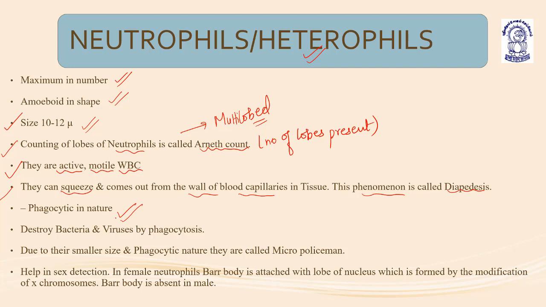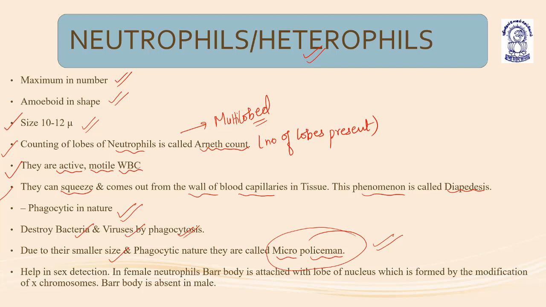They destroy bacteria and virus by phagocytosis. Due to their smaller size and phagocytic nature, they are called micropolicemen. Okay, neutrophils. The counting of the lobes of neutrophils is known as what?